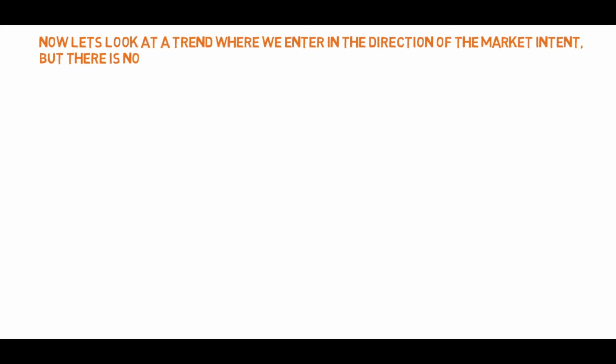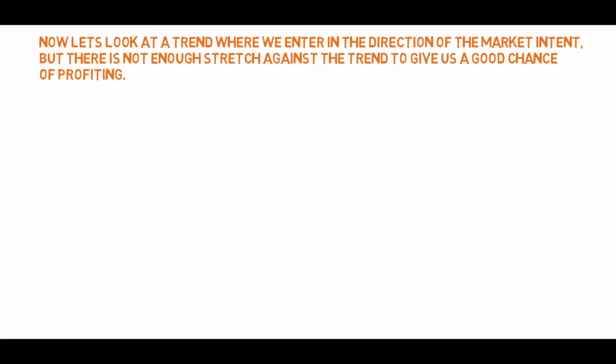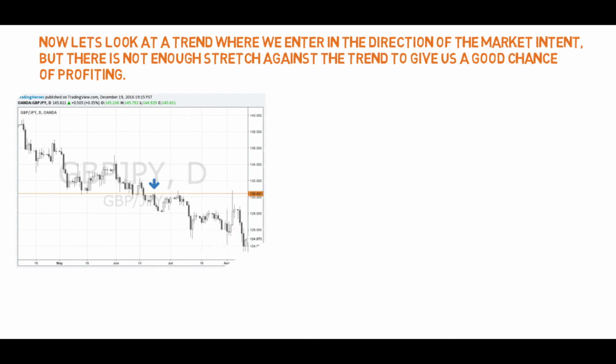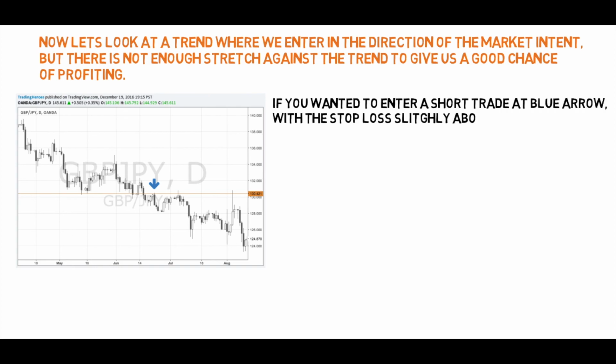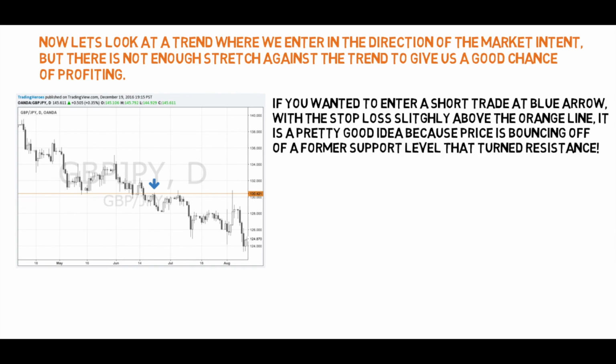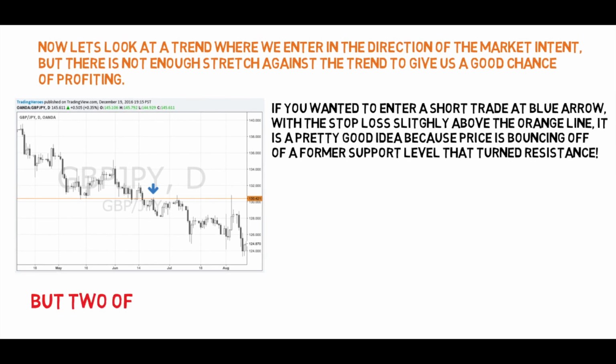Now let's look at a trend where we enter in the direction of the market intent, but there isn't enough stretch against the trend to give us a good chance of profiting. If you wanted to enter a short trade at the blue arrow with the stop losses slightly above the orange level, it's a pretty good idea because the price is bouncing off of a former support level turned resistance. But we have to remember that two of three criteria are working against us in this trade.